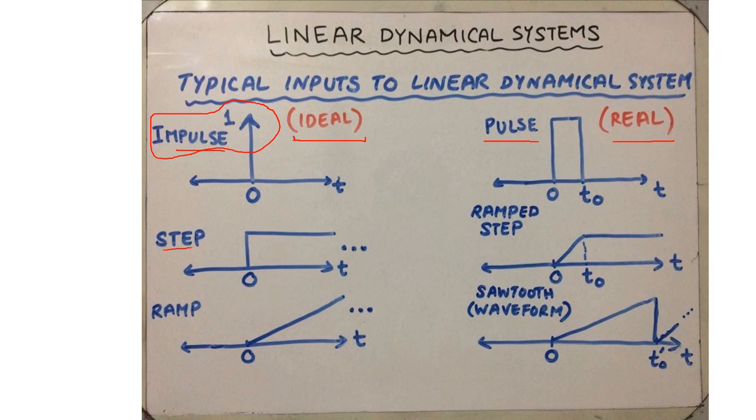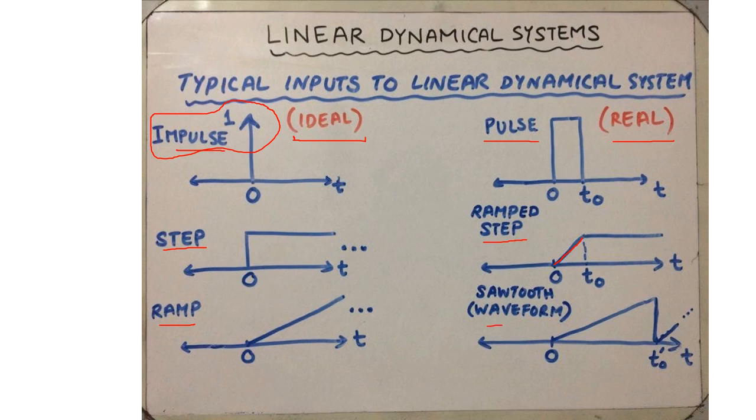A very commonly used input that we will often be dealing with in this course is the step input. That is, when the input suddenly jumps from 0 to some steady value. In reality, however, the input can never jump instantaneously from 0 to some steady value. Rather, it will take some time. So a more realistic input might be the ramped step. The third input is the ramp, which is a monotonically increasing input with a constant slope.